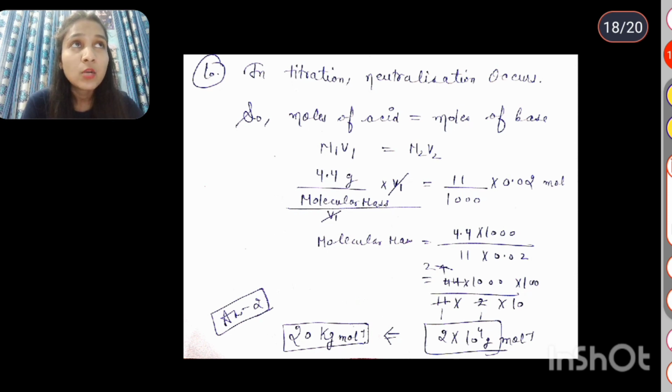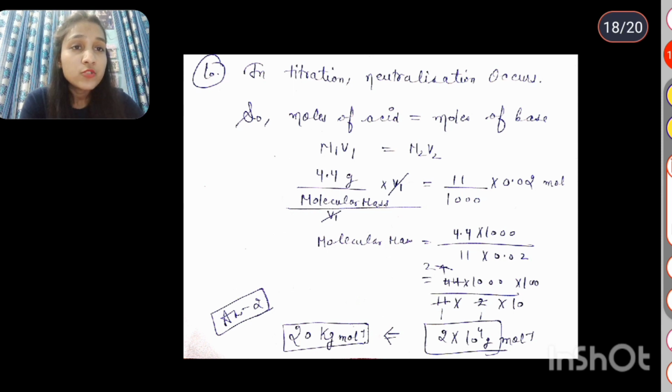यहाँ पे हमें क्या दिया हुआ, given mass is 4.4 gram and molecular mass we have to calculate, and volume is not given. So V1 को आप V1 से यहाँ पे कट कर सकते हैं. For V2, as you see in the question, 11 ml is given. To convert it into liter, because in molarity we use volume in liter, so convert it into liter: 11/1000. So V2 is equal to 11/1000 into concentration M. Molarity is given as 0.02.